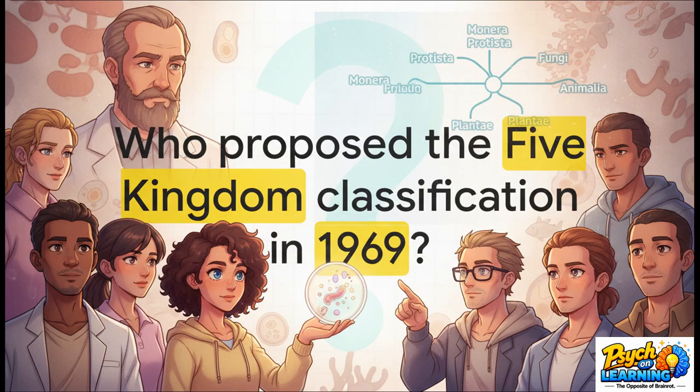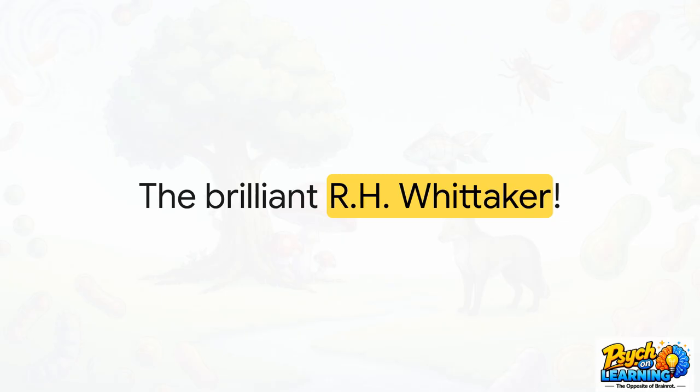Awesome memory. Question 4. Let's see if you remember the name of our scientific hero. Who proposed the upgraded five-kingdom classification in 1969? It was R.H. Whittaker, a true legend of modern biology.